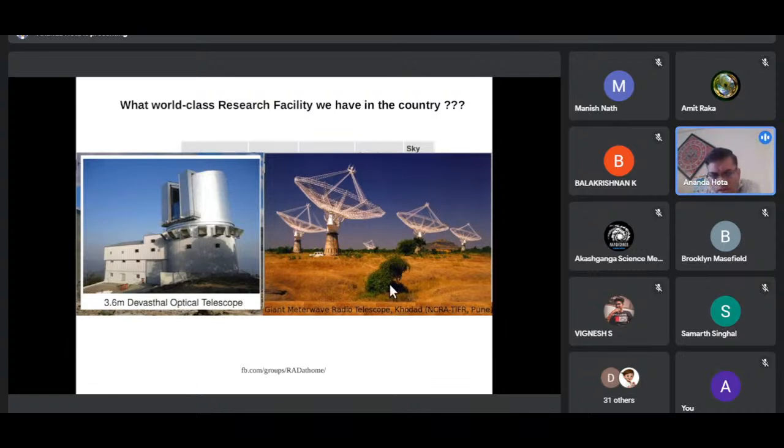This is from NCERT TFR. This is from Aries Institute in Nainital. So these are actually the largest optical telescope we have in India. Largest radio telescope not only in India but actually of this kind in the whole world. It's 3 times bigger than the American-based VLA telescope, radio telescope.